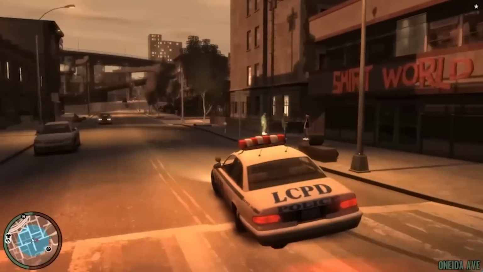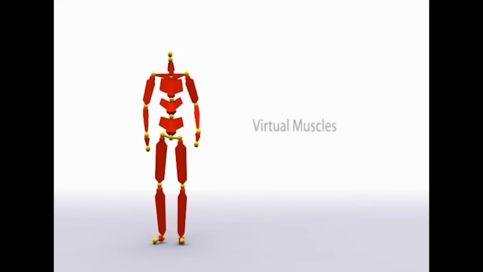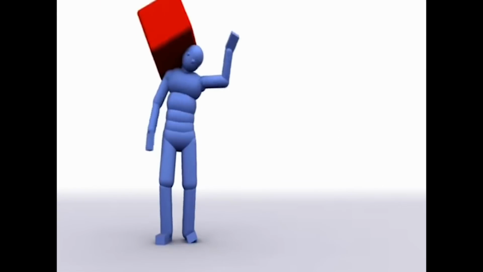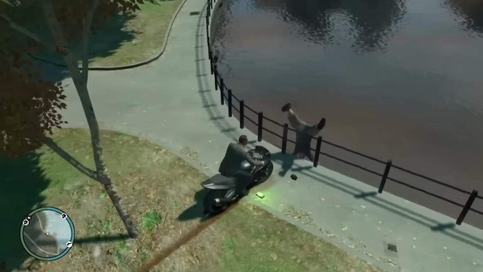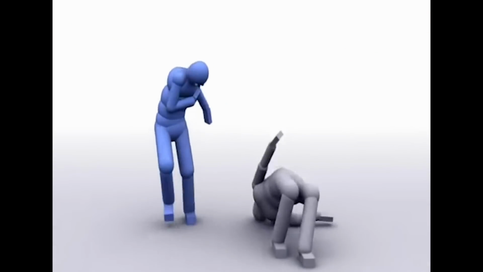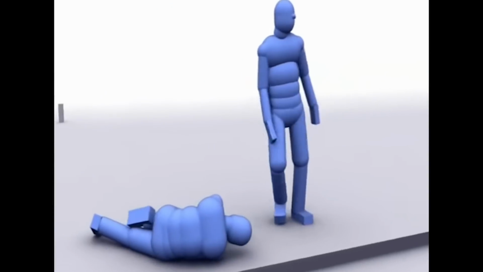Grand Theft Auto 4 took things further with procedural animations, thanks to the Euphoria engine. This system dynamically generated movements in real time. Characters no longer relied solely on pre-animated actions. They could now stumble, react to punches, and even fall differently each time.